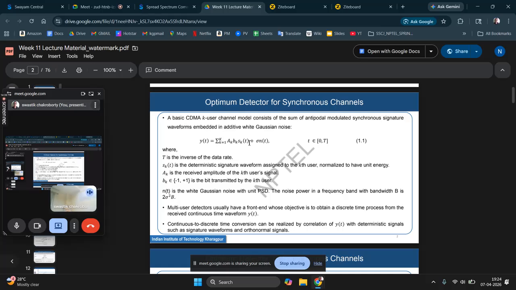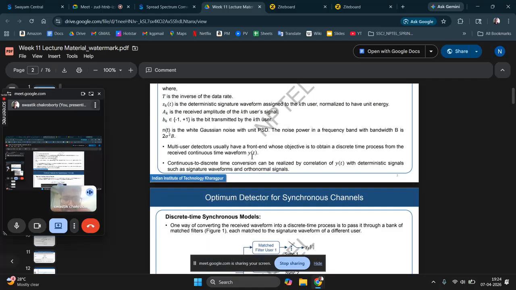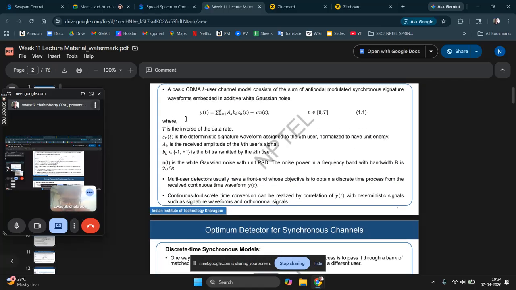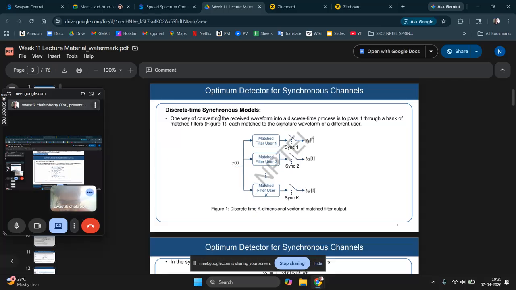So the received CDMA signal will be a summation of all these y_k(t) signals, and along with that there will be a noise. Multi-user detectors usually have a front end whose objective is to obtain a discrete time process from the received continuous time waveform. So there is a continuous time waveform here, and you have to create discrete time processes corresponding to each user from this.